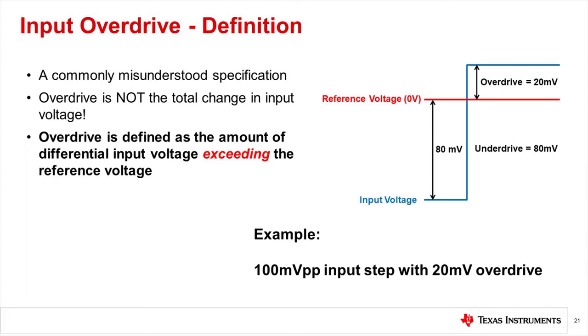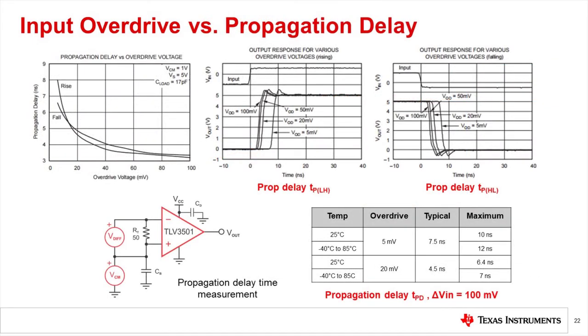So why is this overdrive value important? We care about input overdrive because the propagation delay time of a comparator is greatly influenced by the amount of input overdrive. Usually in data sheets, the propagation delay is a specification and the input overdrive is a condition for that specification. Overdriving the comparator input results in a much faster propagation delay time.